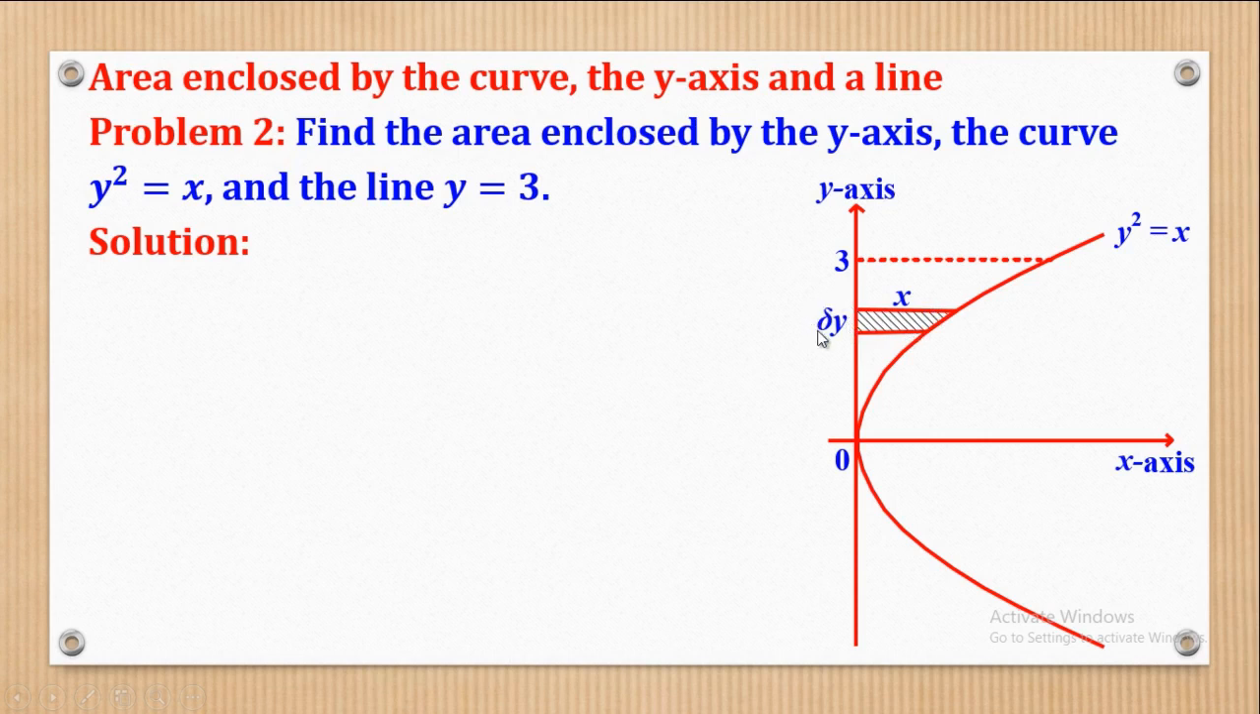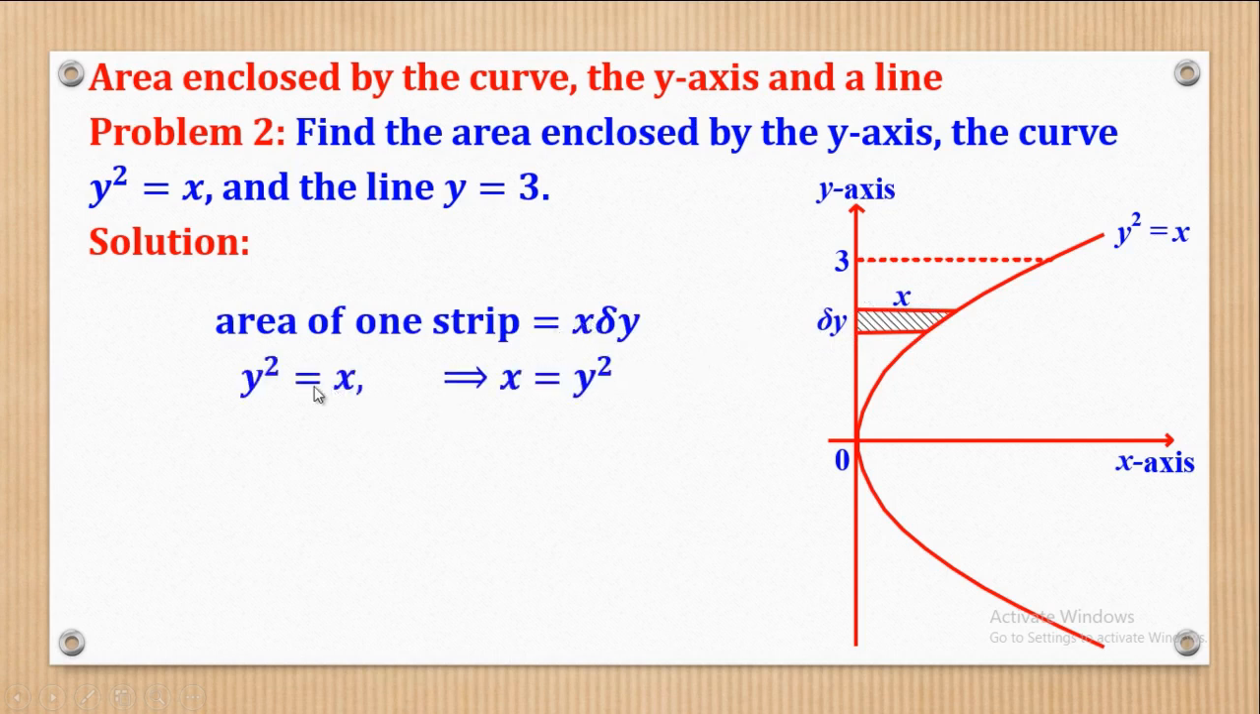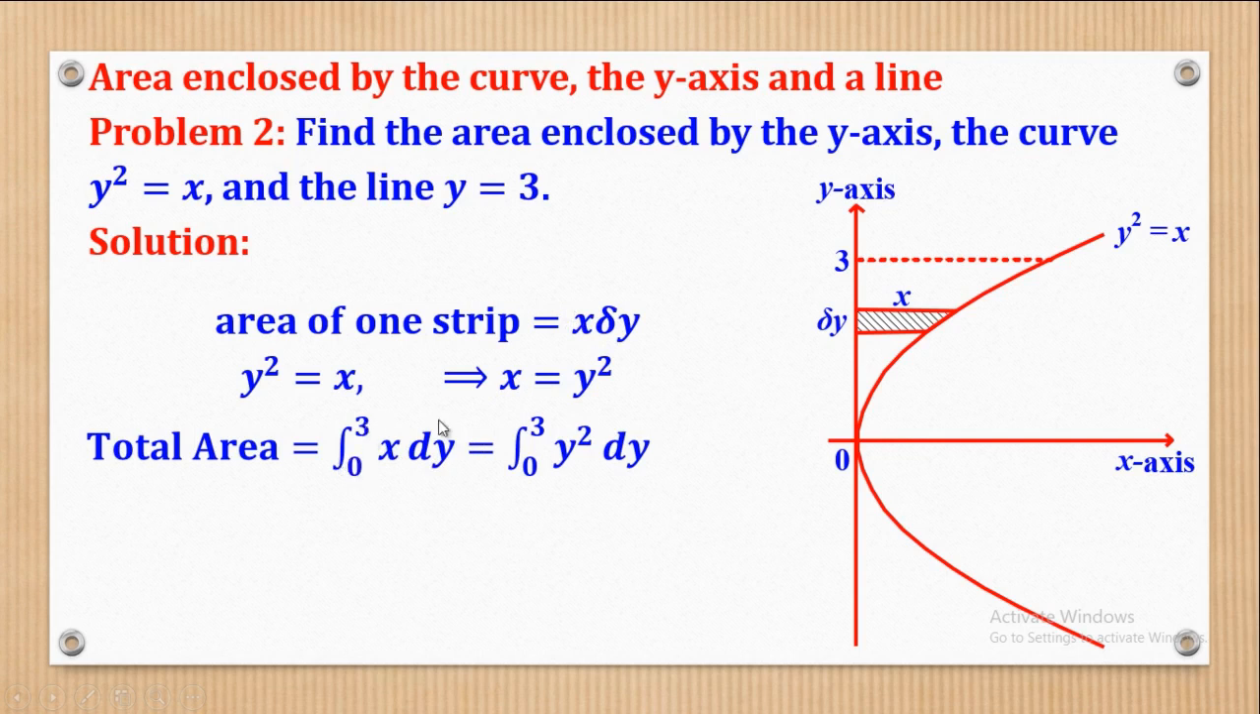Therefore, the area will be small change in y times x. So area over one strip is x times small change in y. But we know that y squared is equal to x, implying that x is equal to y squared. Therefore, the total area will be the integral of x dy, from 0 to 3. But we know that x is equal to y squared, so where there is x, put there y squared.